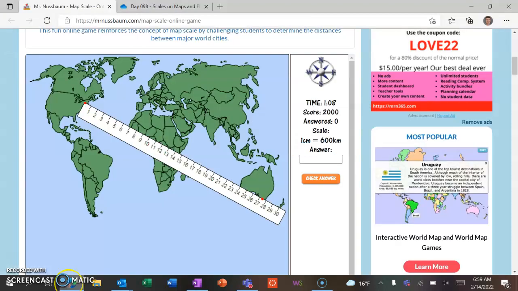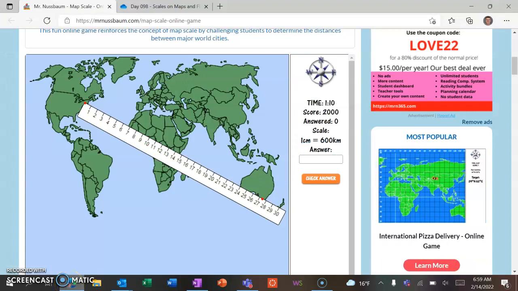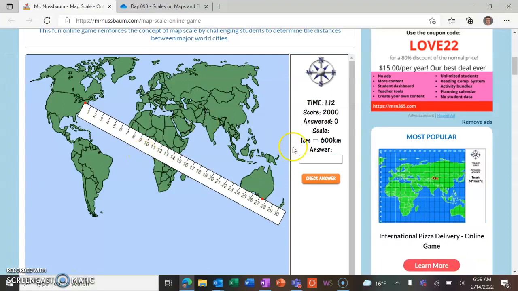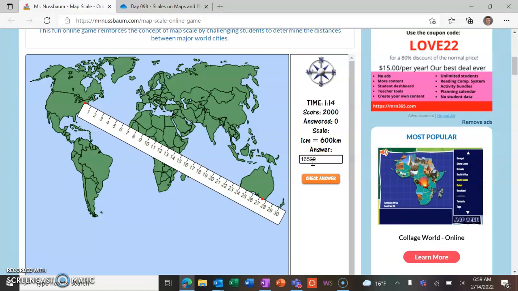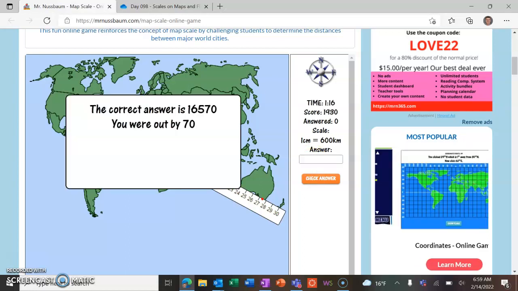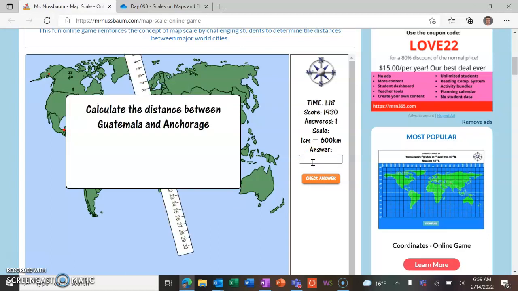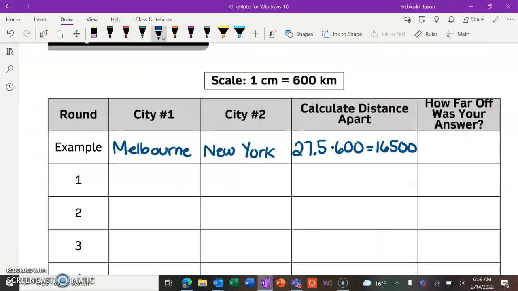And we are going to plug that in. Let's see if it works, and we're going to have to record how far off we are. So 16,500. Okay, and we were off by 70 kilometers, which is really not bad. And you can just jot that down so you don't forget.